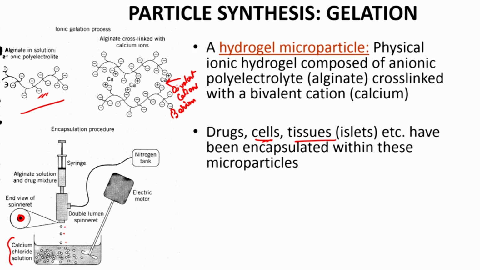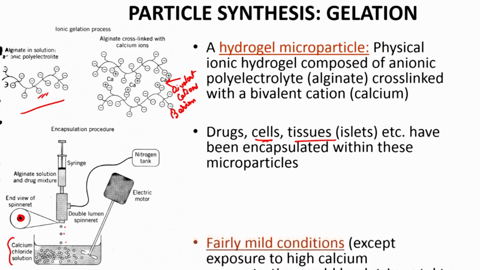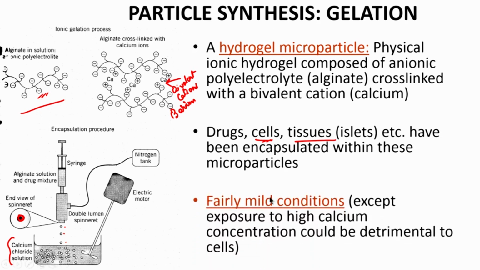You can't really use an emulsion based process because the moment the cells come in contact with oil, they are going to die. And so these are fairly mild conditions. The only thing we are really putting them through is a high calcium concentration exposure. Sometimes that could be detrimental to certain cells, but most of the time this is not an issue, and so that is why it is very widely used for cell and tissue encapsulation.